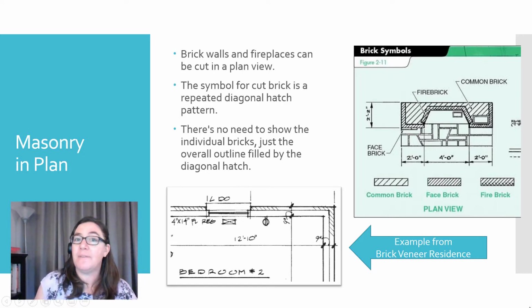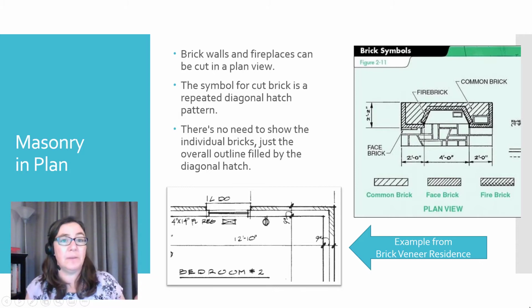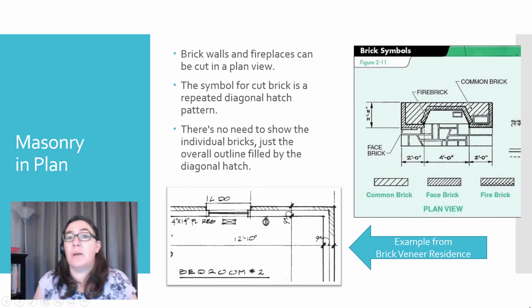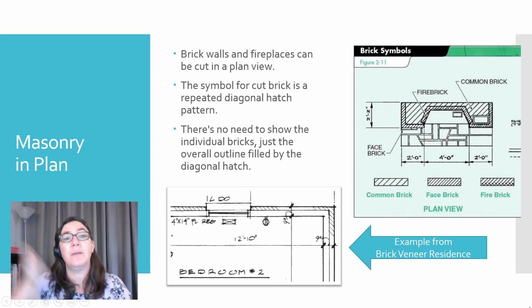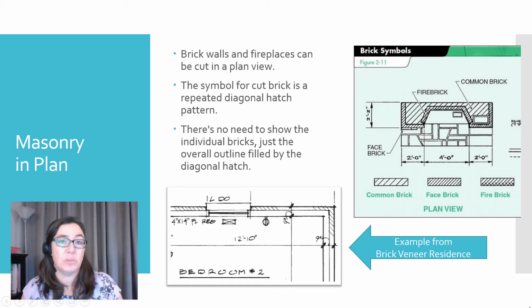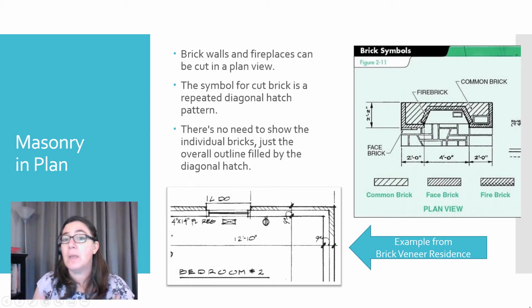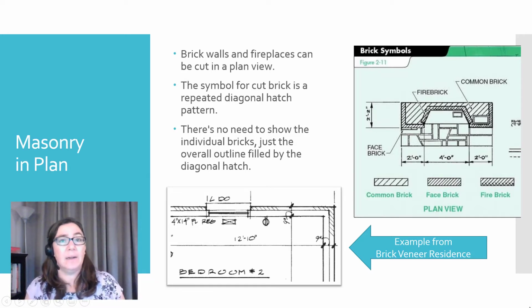So in plan view, you can sometimes see masonry cut in brick walls and fireplaces. Right? The symbol for cut brick and cut masonry is a repeated diagonal hatch pattern. In general, in plans, we don't show individual bricks. All right, that's just a little bit too much detail. We just show the overall outline filled with the diagonal hatch.